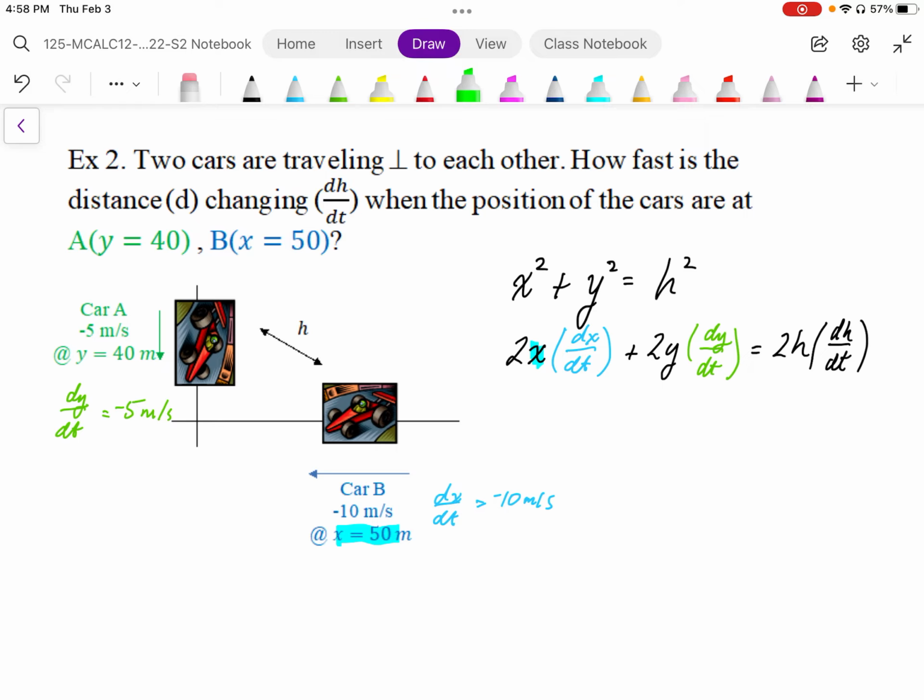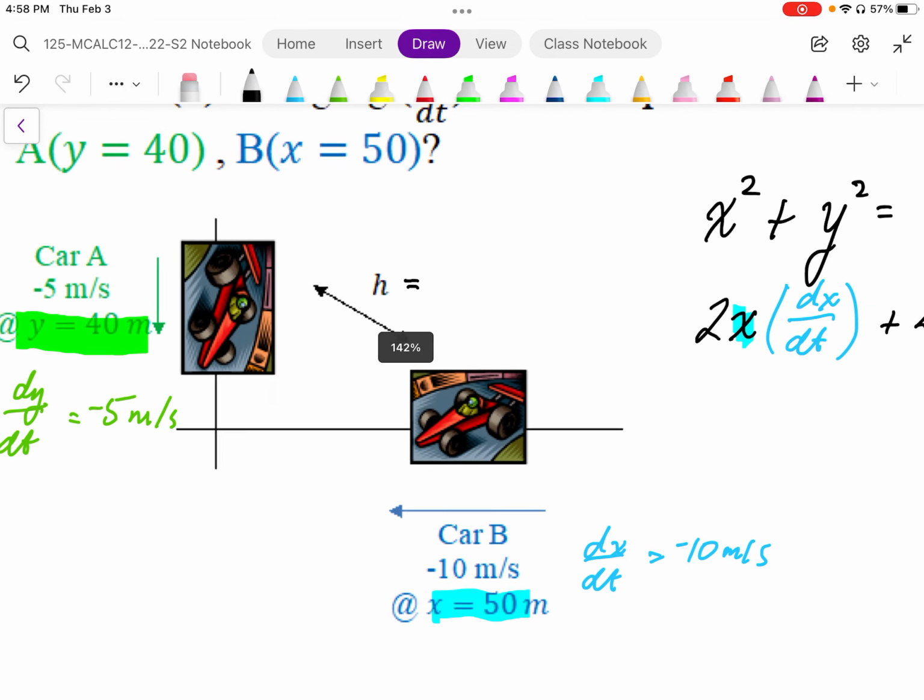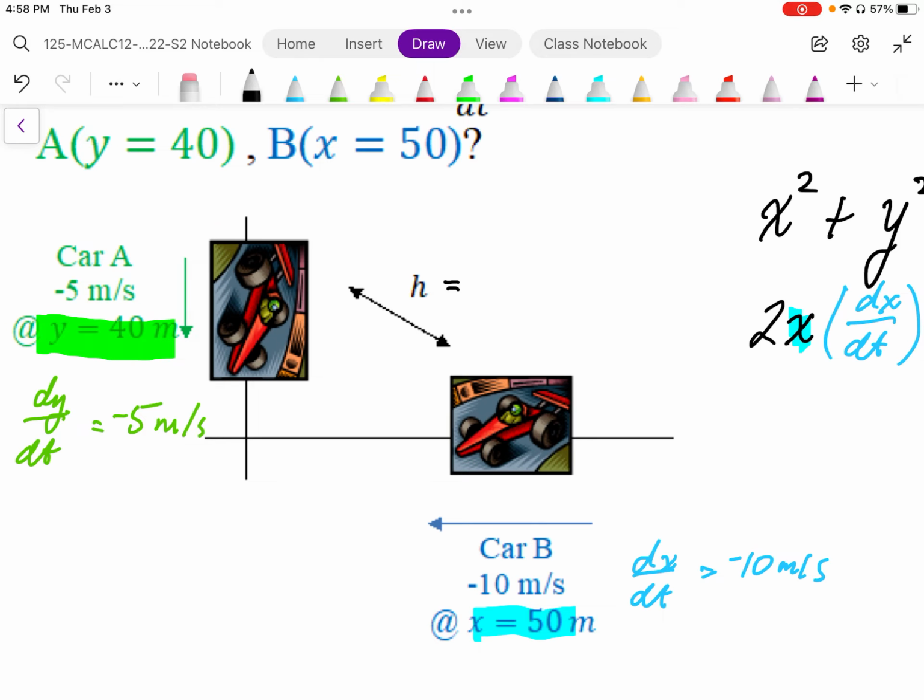My y, yeah, I've been given y. The y position is 40 meters, so I have that. My dy by dt, I have that as well, as negative 5 meters per second. My h, well, I have h here, but I don't have the value of h. However, because I know the position of y and x, I can just use Pythagoras and calculate the value of h. So if it's 40 meters vertically and 50 meters horizontally, I just use Pythagoras.